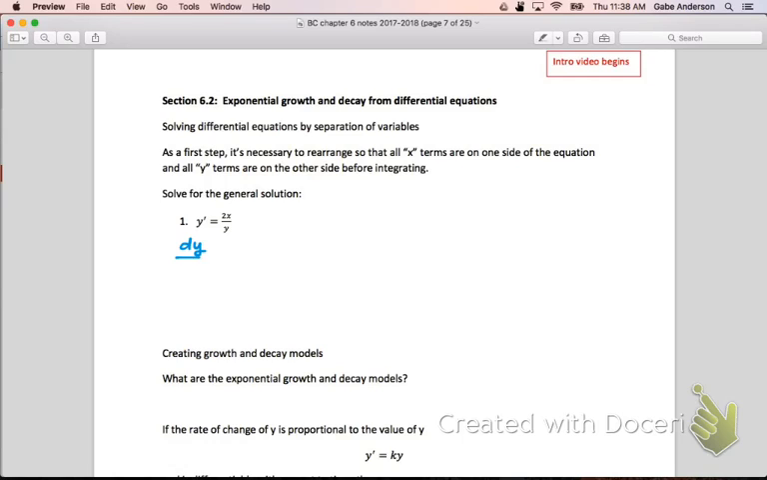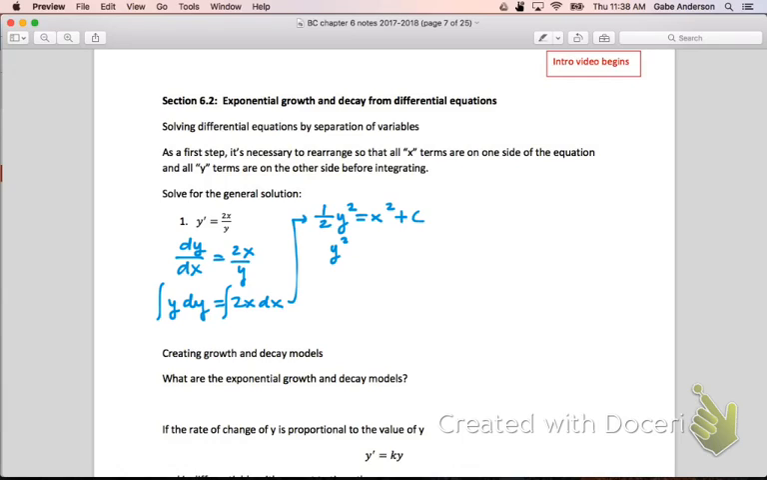So dy/dx is equal to 2x over y. Separate the variables. I think I would just cross multiply. So I'd get y dy is equal to 2x dx. Once I've separated the variables, I'm going to be finding the antiderivatives of both. That would give me 1/2 y squared is equal to x squared plus C.